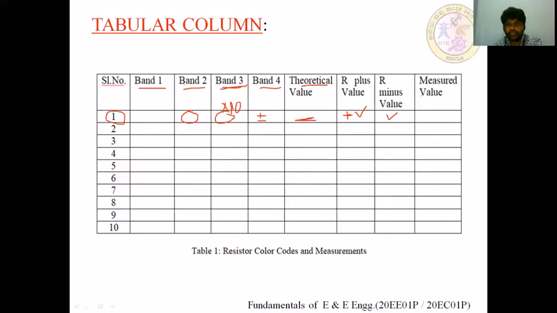Then the same resistor can be measured with the help of a digital multimeter. We will get some value, and that value will be noted down here. The same experiment can be conducted repeatedly for all 10 resistors: second, third, fourth, and so on up to the 10th resistor.